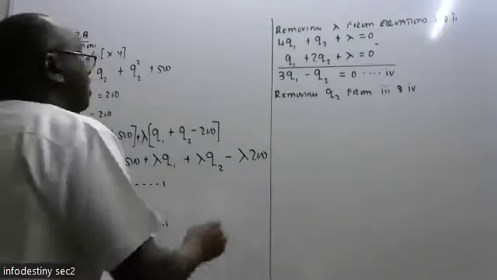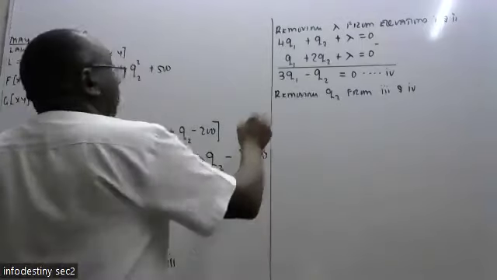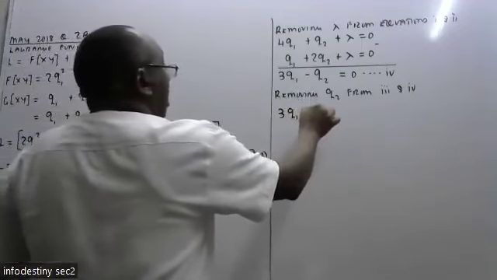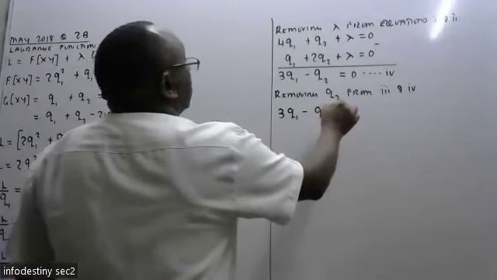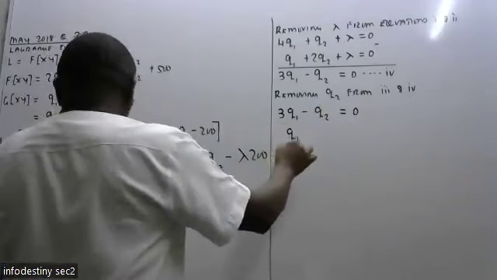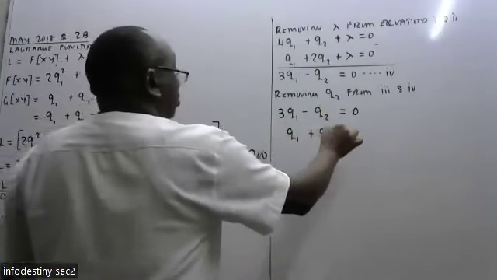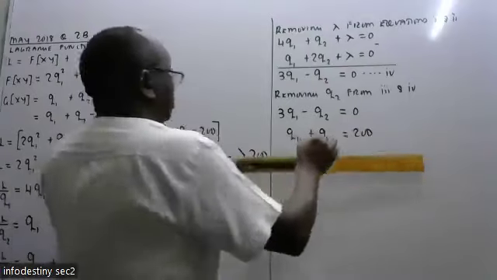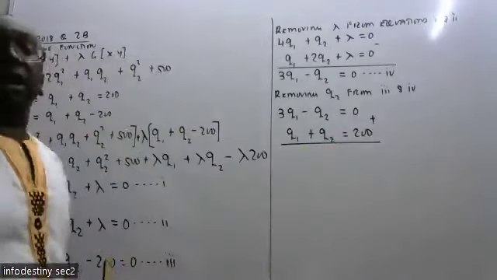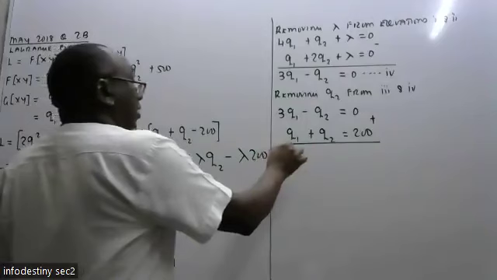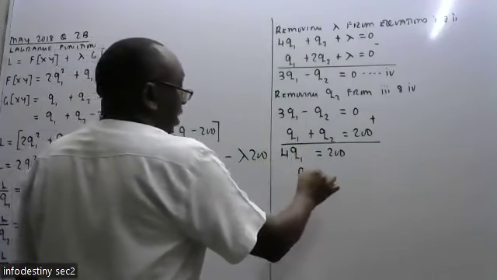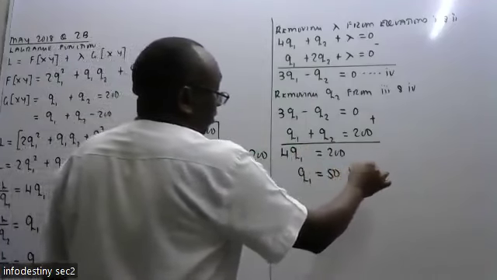So now removing Q2, I expected you to tell me something like this: 3Q1 minus Q2 is equals to 0. Then Q1 plus Q2 is equals to 200. So if I want this to go, I will add so that I'm left with 4Q1 is equals to 200. And based on that, this is 50 units.